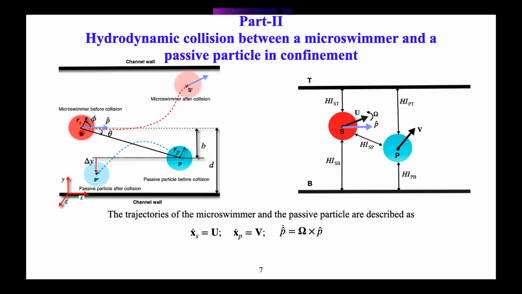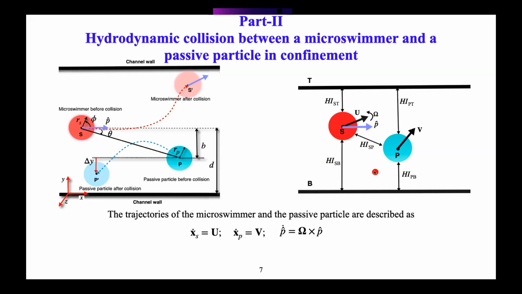And we know that the microswimmer generates fluid flows, and the passive particle is present in that flow. Therefore, the passive particle will respond to the swimmer flow field, and at some point in time, these two can come very close to each other, and then move away from each other. The trajectory of the passive particle is represented using this dashed blue curve, with P dash being its final location. And the trajectory of the swimmer is represented using this dashed red curve, and S prime represents the final location of the microswimmer.